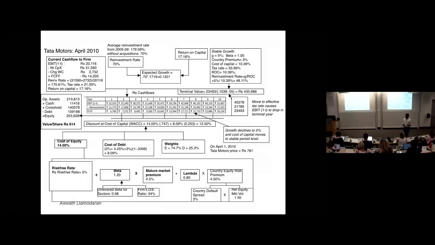Now the biggest difference though in the Tata Motors valuation is how I come up with the discount rate. Let me start with the cost of debt. What did I do for Amgen? I started with the risk-free rate and I added a default spread, right? In the case of Tata Motors, I start with the risk-free rate in rupees, 5%.